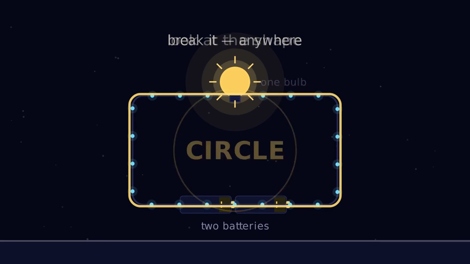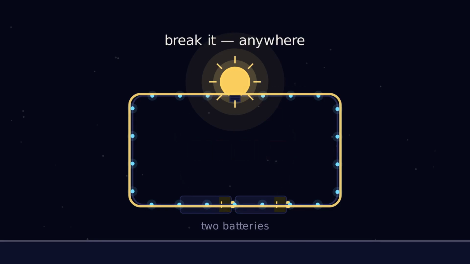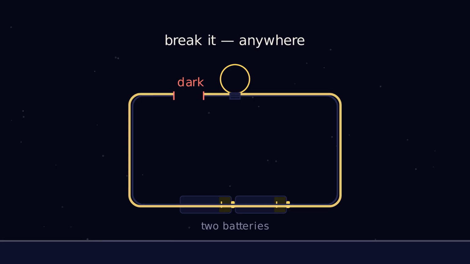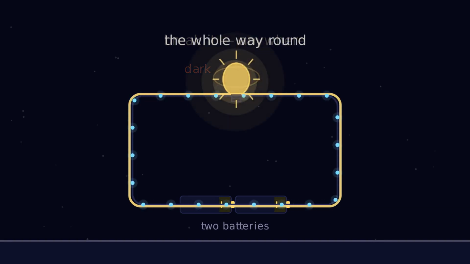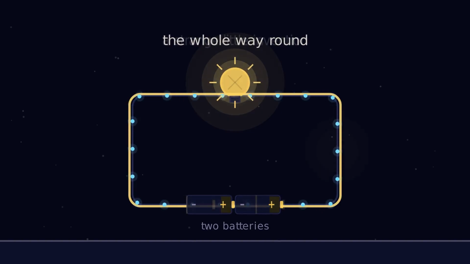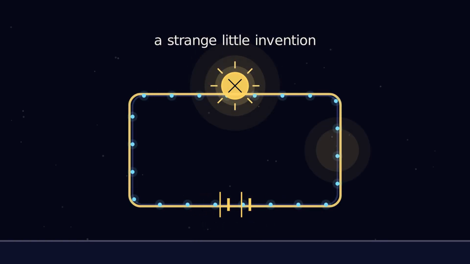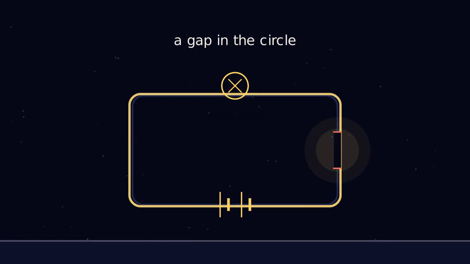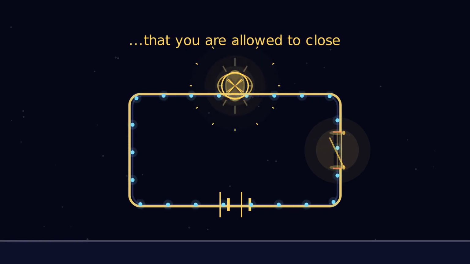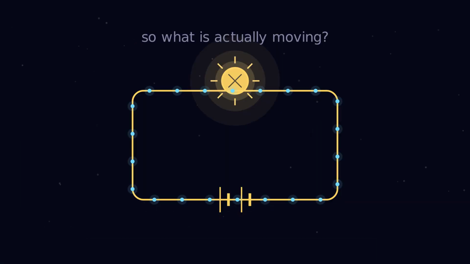Now watch what happens if I break it, anywhere at all. Cut the wire here, the light dies. Cut it over here, same thing, just loosen the bulb, and out it goes. The path has to be complete, the whole way round, which makes that last part a strange little invention, because a switch is nothing more than a gap in the circle that you are allowed to close. A circle suggests something is going round it, so what exactly is moving? For that, we go very small.